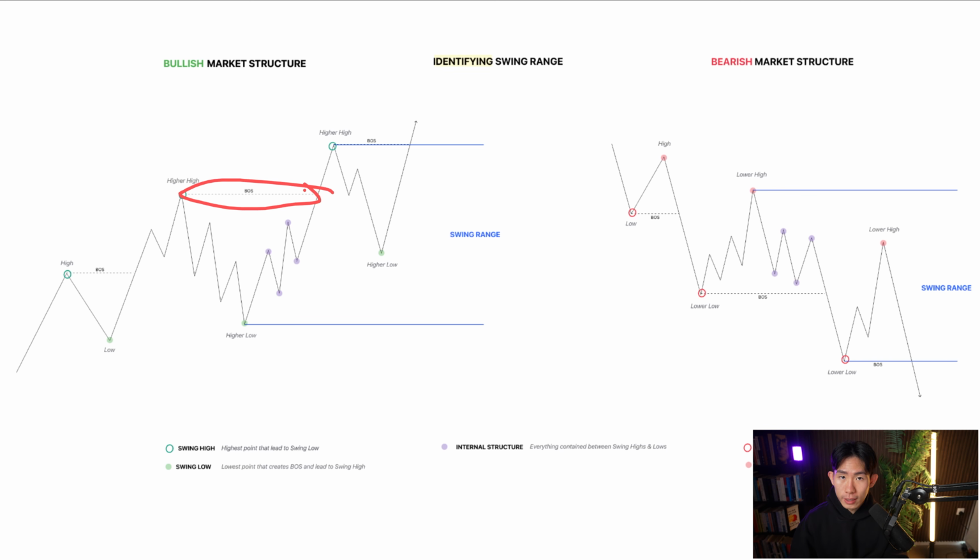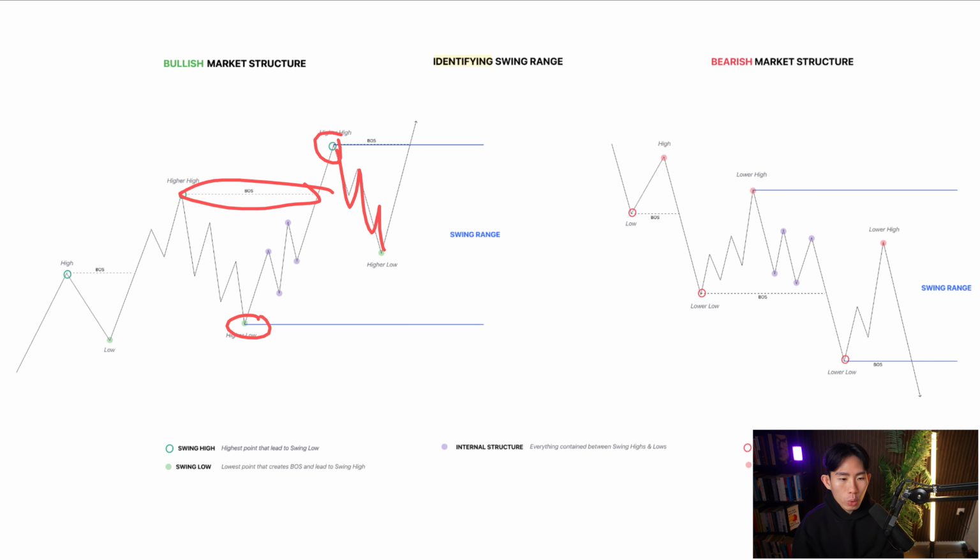And once again, applying the same definition, swing low would be the lowest point that led to the break of structure. It's not going to be this low, it's not going to be this low, it's going to be this low right here. Okay, and then my swing high would be the highest point that led to the swing low, right? So it's going to be this high right here since this is when price actually starts pulling back. So this becomes my swing range, and this is the area that I want to focus on.